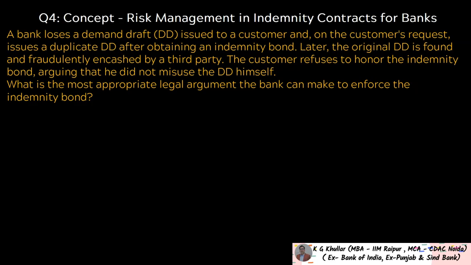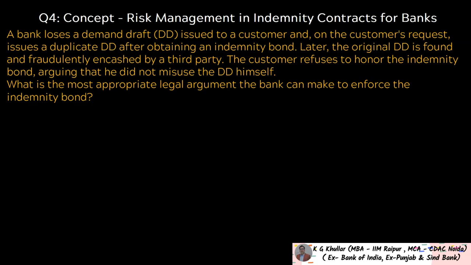The next question is from the concept risk management in indemnity contracts for banks. And the question is, a bank loses a demand draft issued to a customer and on the customer's request issues a duplicate DD after obtaining an indemnity bond. Later, the original DD is found and fraudulently encashed by a third party. The customer refuses to honor the indemnity bond, arguing that he did not misuse the DD himself. What is the most appropriate legal argument the bank can make to enforce the indemnity bond?